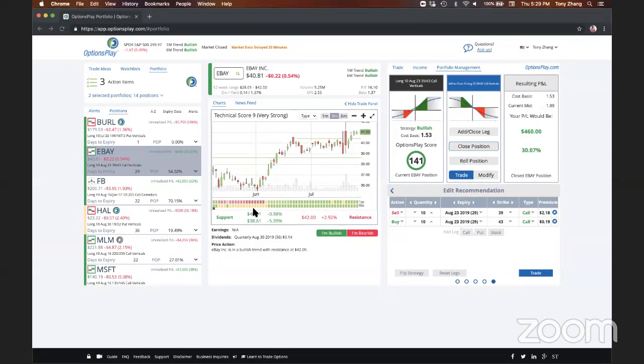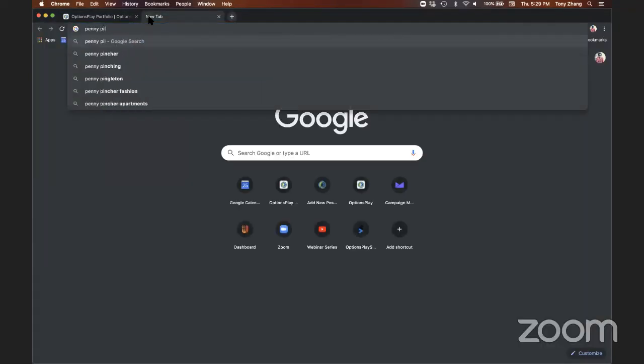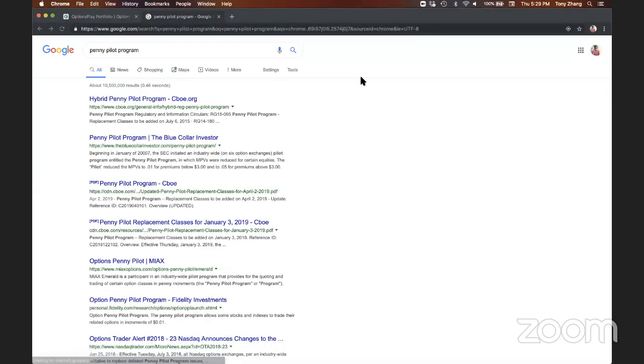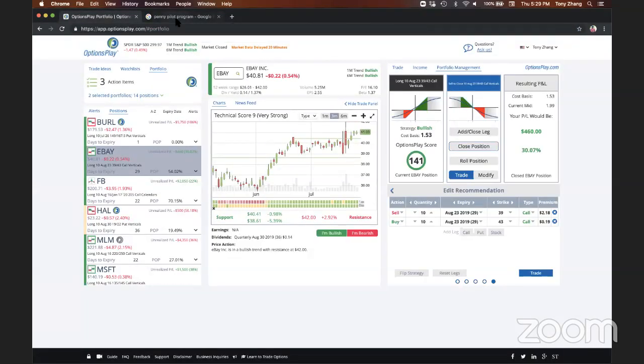James, are there any websites or resources where you can find options that trade in pennies? Yeah, you can go to the CBOE website and they have a penny pilot program. If you just search for penny pilot program, you can find out all the symbols that trade in pennies. So just search for penny pilot program.